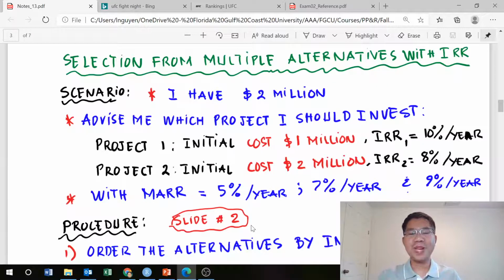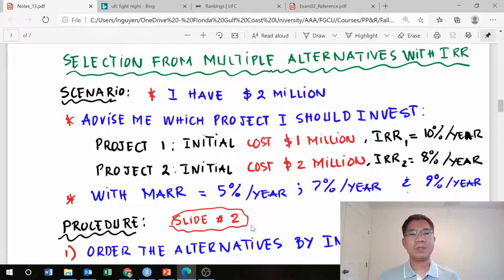Suppose I have $2 million, a millionaire, see that? So you should advise me which project, or which alternative, I should invest in. Project number one, the initial cost I need to put in for that project is $1 million, and a guaranteed internal rate of return, IRR 1, for that project 1 is equal to 10% per year.